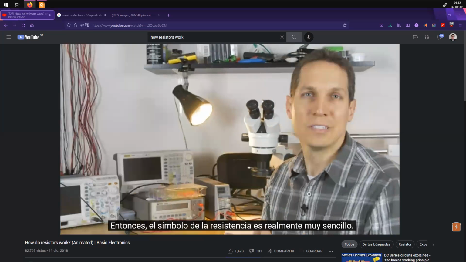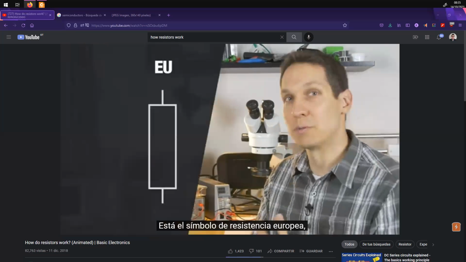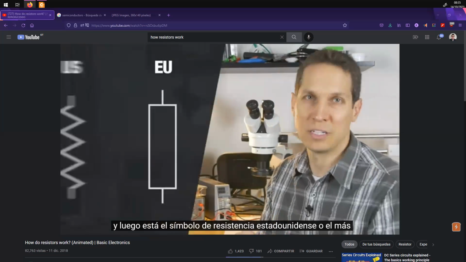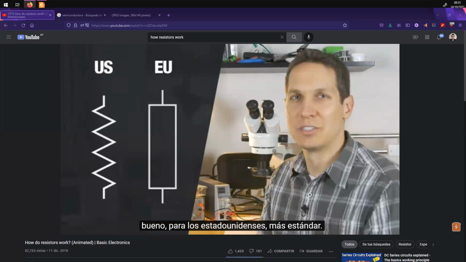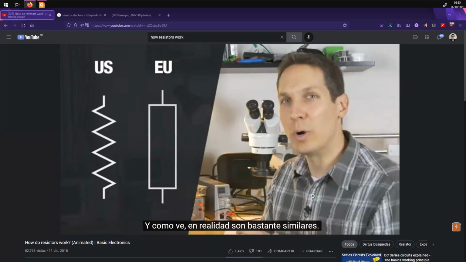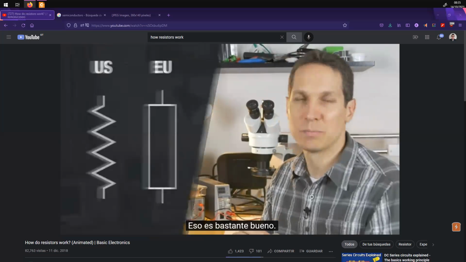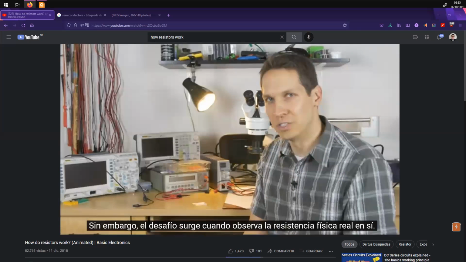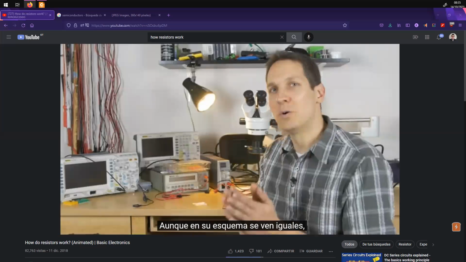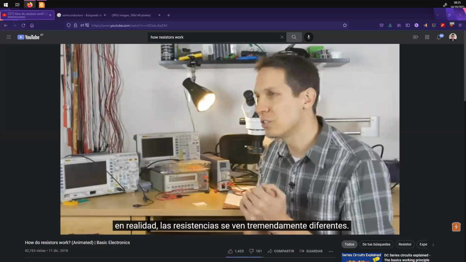So the resistor symbol is actually very straightforward. There's the European resistor symbol, and then there's the American, or for Americans, more standard resistor symbol, and as you see, they are actually quite similar, so that's pretty nice. However, the challenge comes when you're looking at the actual physical resistor itself. Even though on your schematic they look the same, in reality, resistors look wildly different.